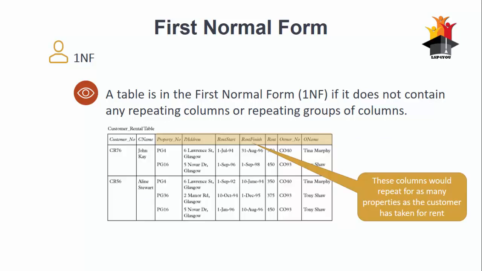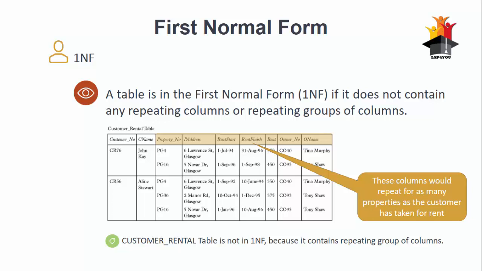So in the given unnormalized table, there are repeating groups. These repeating groups, the property number, property address, rent start, rent finish, rent owner number, and owner name, these columns would repeat for as many properties as the customer has taken for rent. So the customer rental table is not in 1NF because it contains a repeating group of columns. So we need to normalize this.